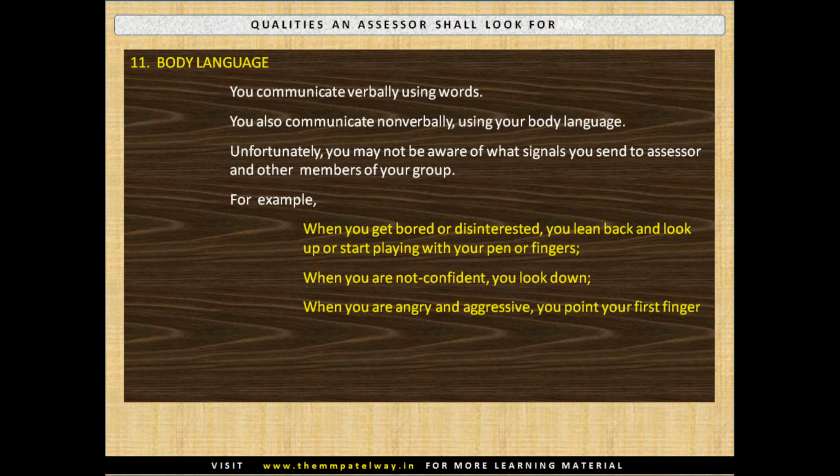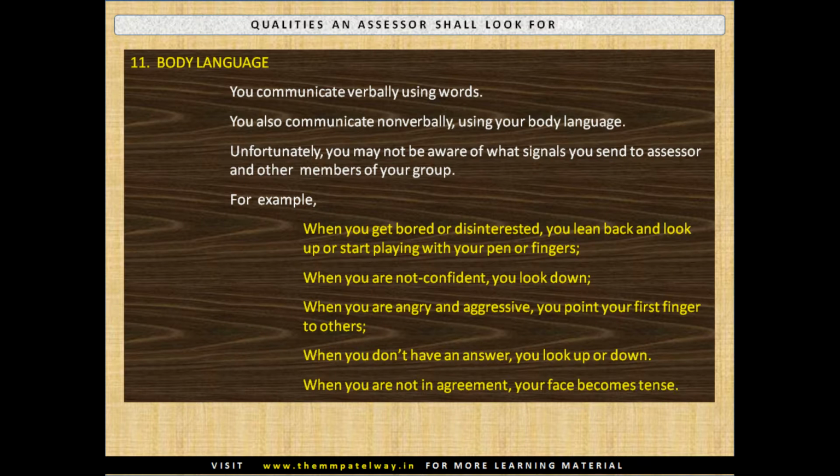When you are angry and aggressive, you point your first finger to others. When you don't have an answer, you look up or down or sideways. When you are not in agreement, your face becomes tense. You should remember that unknowingly you give the signals to the assessors and they evaluate your skills using your body language, and therefore you should remain composed throughout the group discussion session.